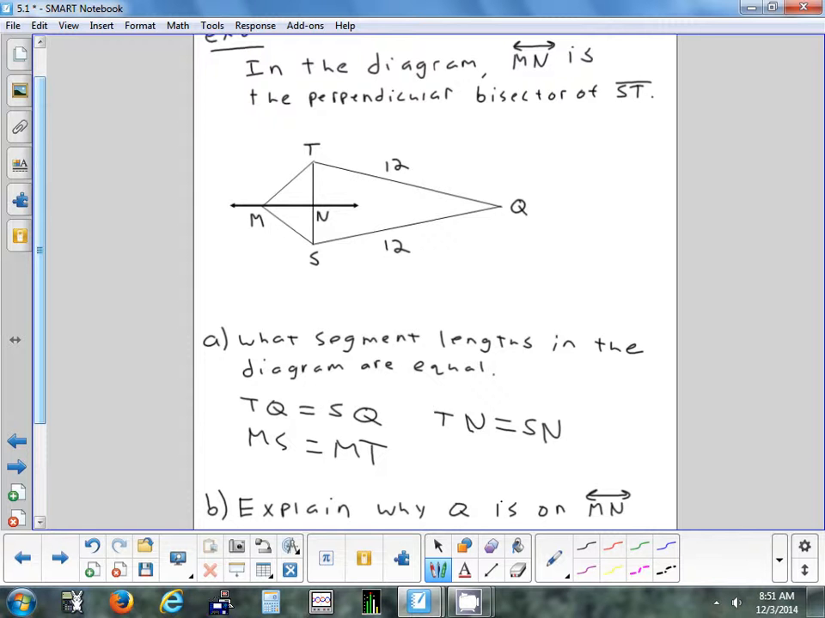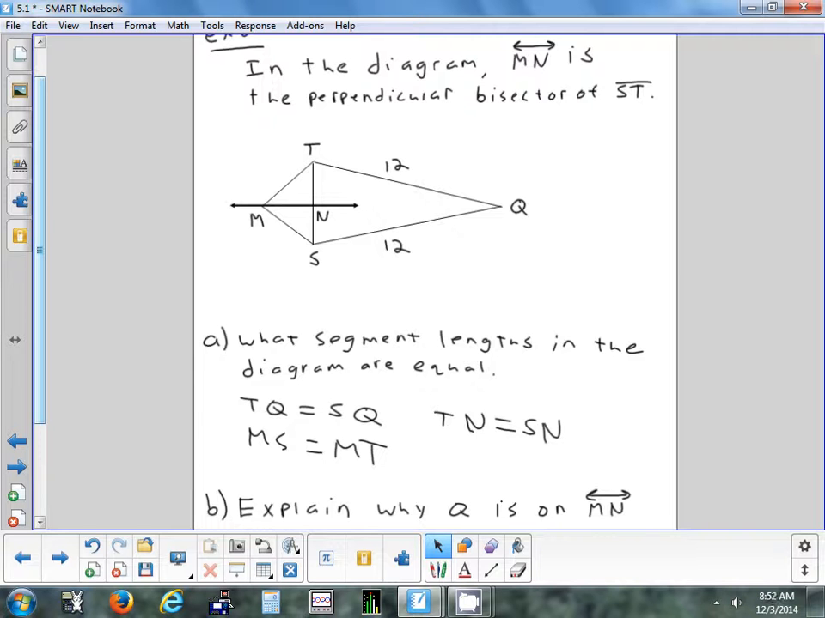Okay, it looks like it might be on this line. In this picture, it has to be if you extended it, but in other pictures, it doesn't have to. So you've got to give me a theorem that tells you why it has to be. Even if it looks like it is, remember, it's not drawn to scale.